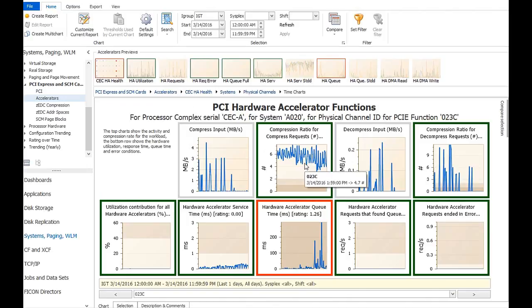We can also see what the compression ratio for the compress requests and decompress requests and the various levels of activity are as well. So this is a great application that leverages the dashboard rating capability that IntelliMagic Vision provides to check all the thousands of elements in your infrastructure and identify just those that need attention.